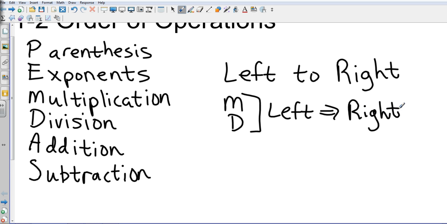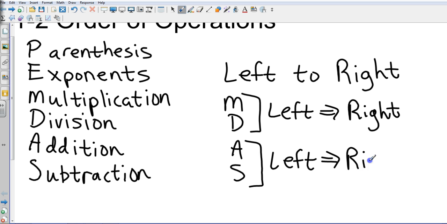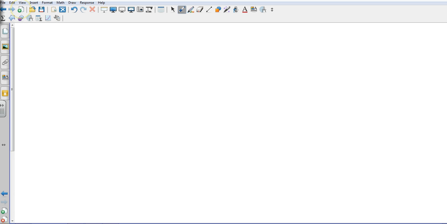And also, if you have addition and subtraction, that's all you have left, then it's from left to right as well. And we'll get to some examples of that in just a second. Okay, so let's move on to some problems.